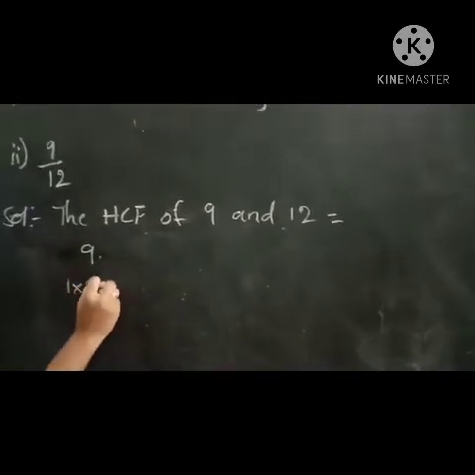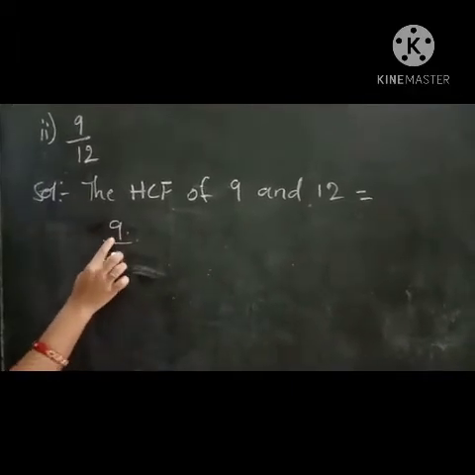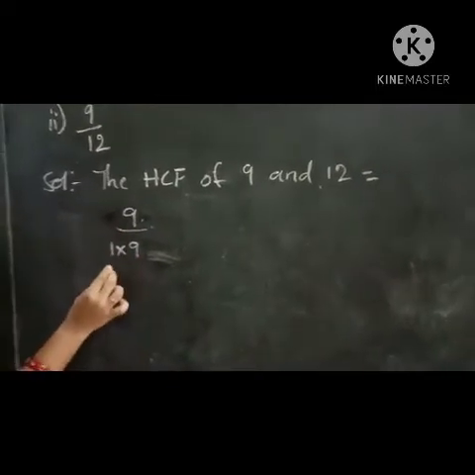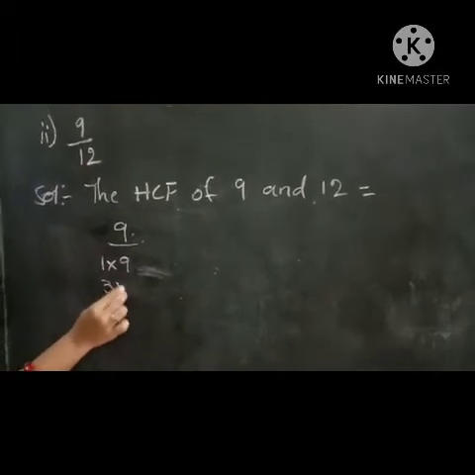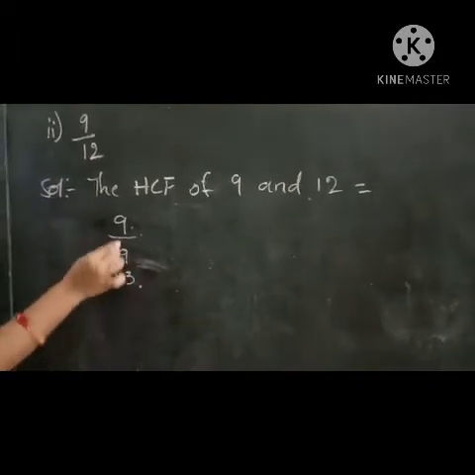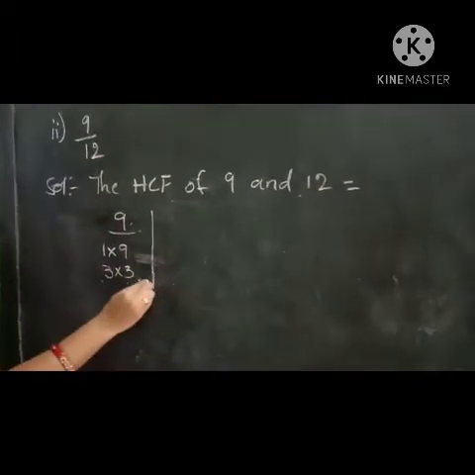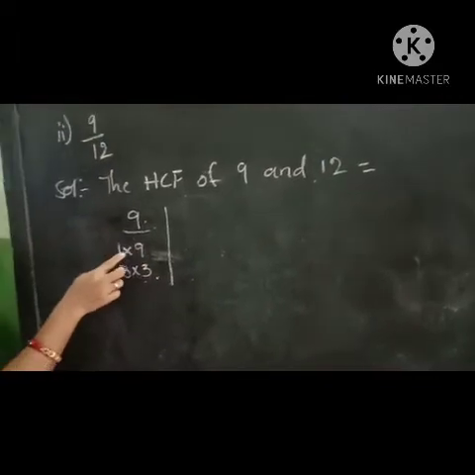1 into 9 is equal to 9, so no need to write this. 1 into 9. Next, in 2 table, is 9 there or not there? In 2 table, 9 is not there. So in 3 table, is 9 there or not there, children? Yes. 3 into 3, 3 3s are 9. Again, is 9 there in any table? In 9 table, 9 is there, in 9 already. I wrote here 9 ones are 9.